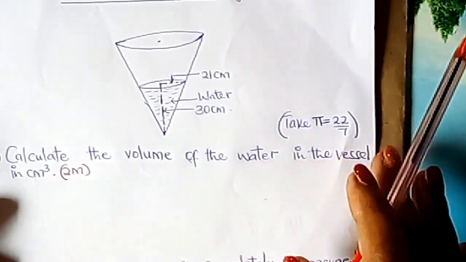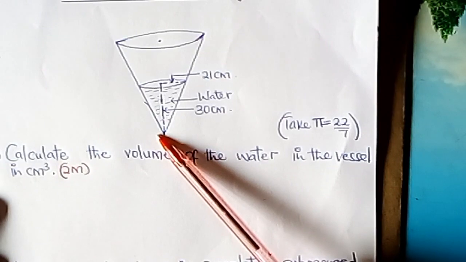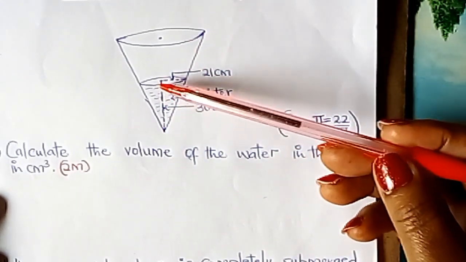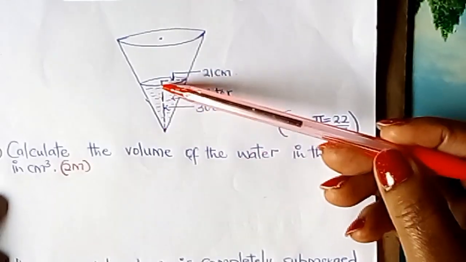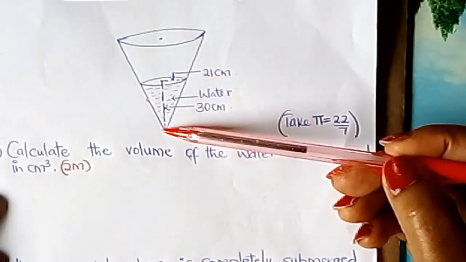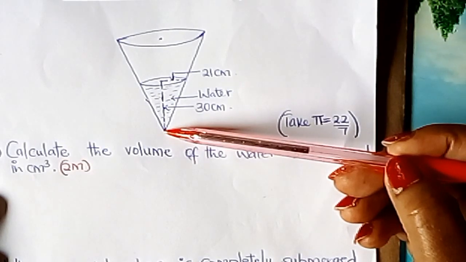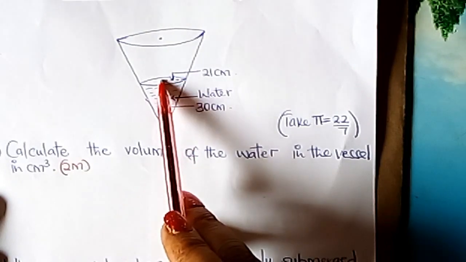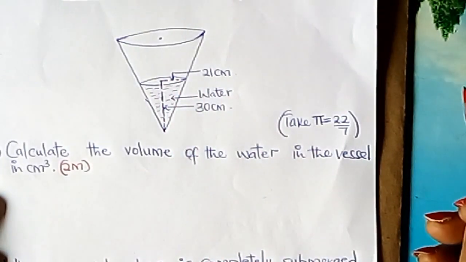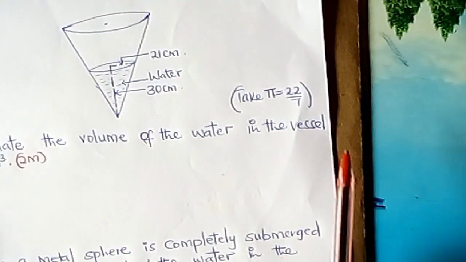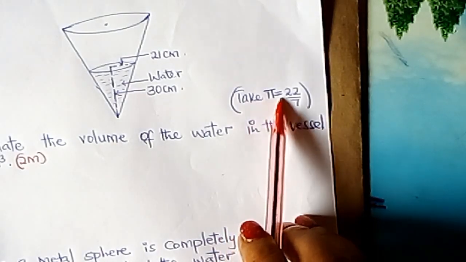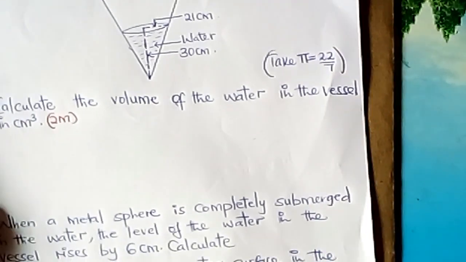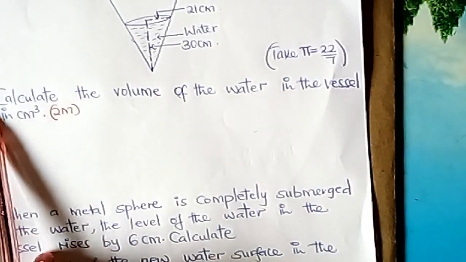Welcome. So here we have a cone. And in the cone, we have some water up to this level, that the depth of the water in the cone is 30. And the radius of the water surface here, Lana, is 21. So in this case, you are told to take pi as 22/7 as you work out the problems. We look at question A.